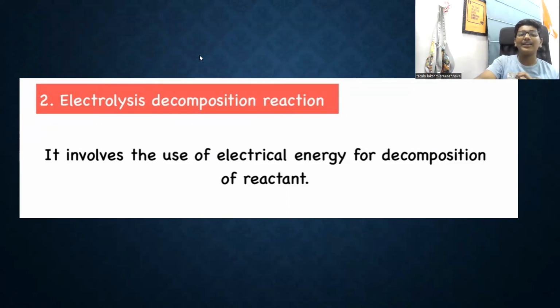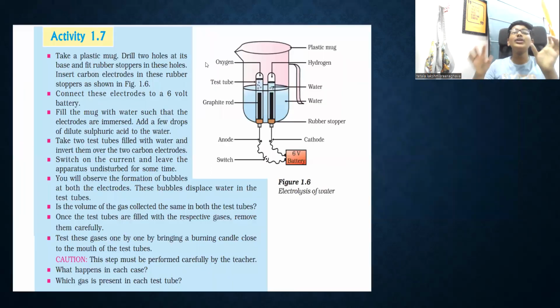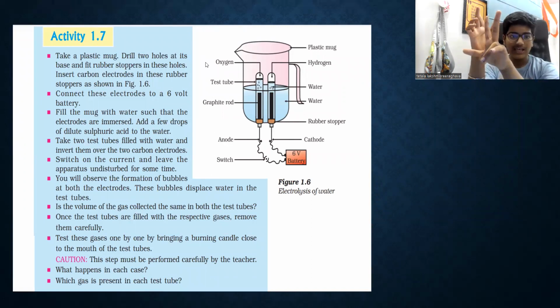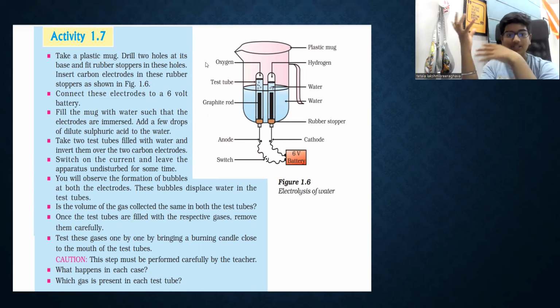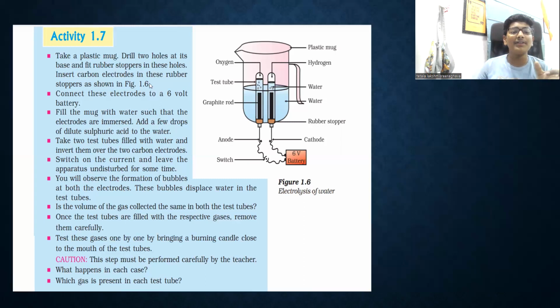We have an activity in the textbook, which is activity number 1.7. We have to take a mug, then drill two holes and fit the rubber stoppers in the holes and insert the carbon rods. Carbon rods and graphite rods are both the same because graphite is an allotrope of carbon. You'll know about allotropes in the carbon and its compounds chapter. Let's leave it and move further. These rubber stoppers are shown in this figure.